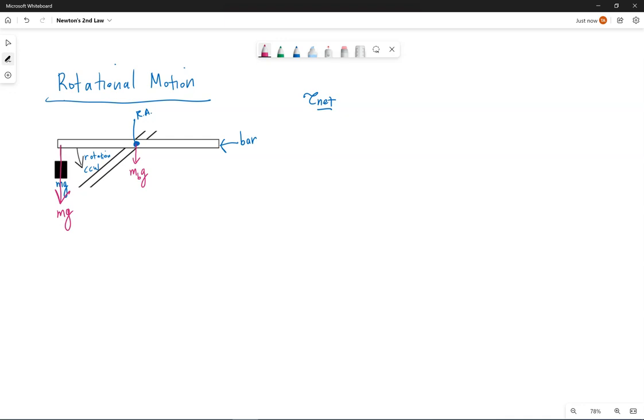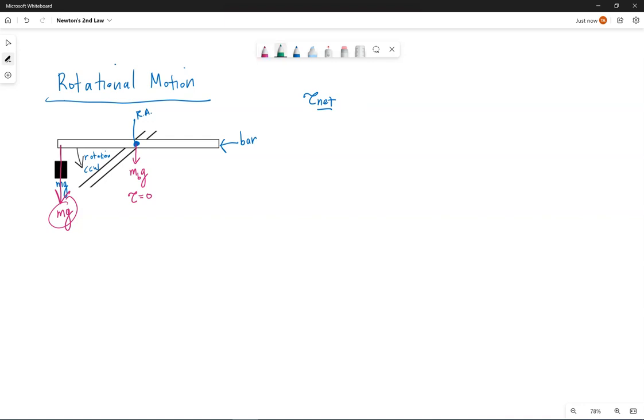But if that is also the rotation axis, there's no torque due to the weight of the bar because r is 0. Any force acting on the rotation axis, so exactly where it is, or pointing towards the rotation axis, will not produce a torque. So the only force that is causing a torque in this case is the hanging mass.